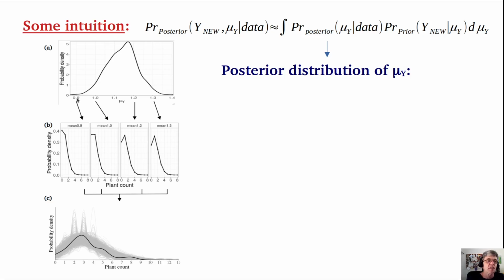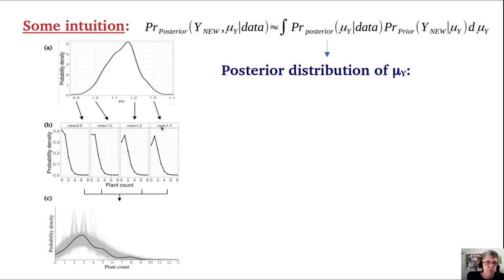Taking this value of 0.9, this is the probability density of the plant count, our response variable. So if the mean was 0.9, this is the probability of obtaining 0, 1, 2, 3, 4, and 5. The same for the others. So we have these profiles that show us the likely values of the response variable given the parameter values 0.9, 1, 1.2, and 1.3.